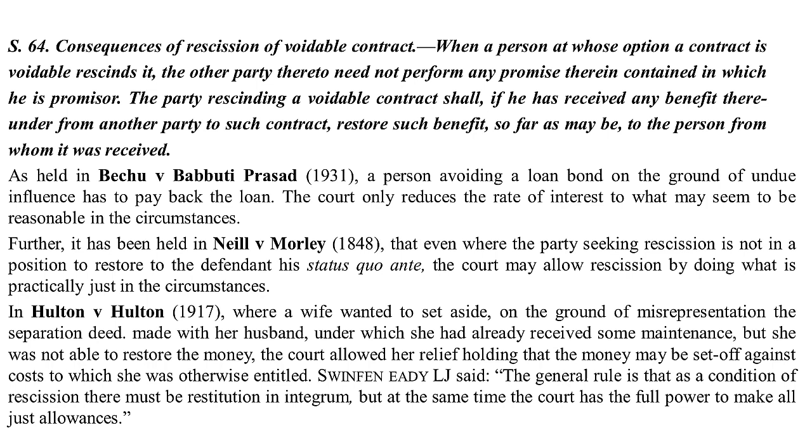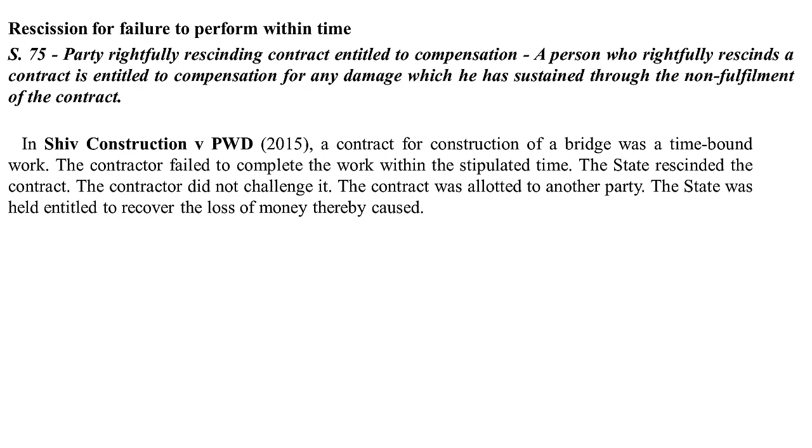Lastly, as a part of discussion, we discuss section 75, which says a party rightfully rescinding a contract is entitled to compensation. In that, a person who rightfully rescinds a contract is entitled to compensation for any damage which he has sustained through the non-fulfillment of the contract. So, in Ship Construction versus PWD, a contract for construction of a bridge was time-bound work, the contractor failed to complete the work within the stipulated time and the state rescinded the contract. The contractor did not challenge it. The contract was allotted to another party and the state was held entitled to recover the loss of money thereby caused. So that completes the rescission for failure to perform within time.